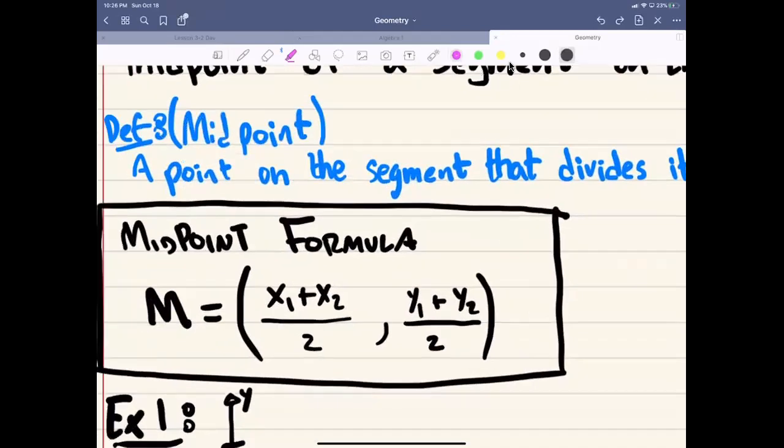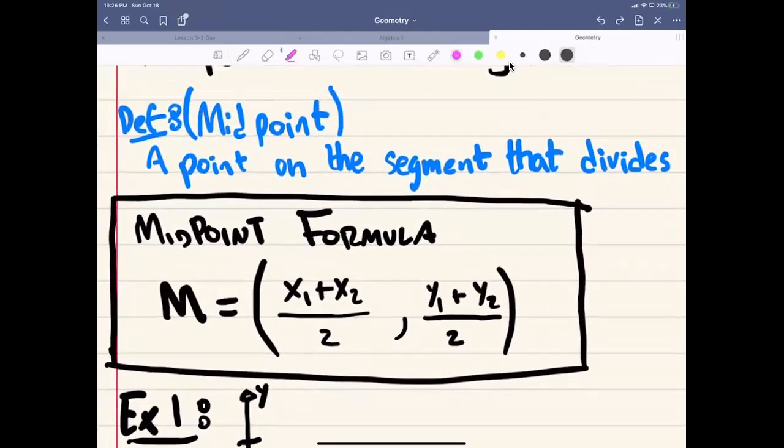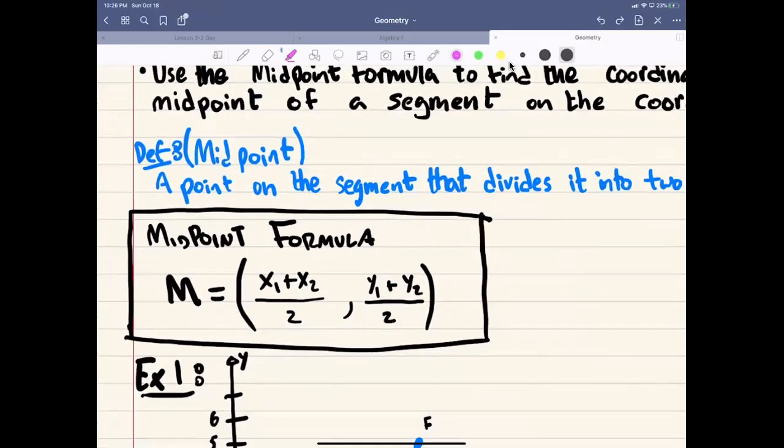The midpoint formula is capital M equal to the point whose x coordinate is x1 plus x2 divided by 2, and whose y coordinate is y1 plus y2 over 2, where x1 and y1 are the coordinates of our first point, and x2 and y2 are the coordinates of our second point. So what does that mean?